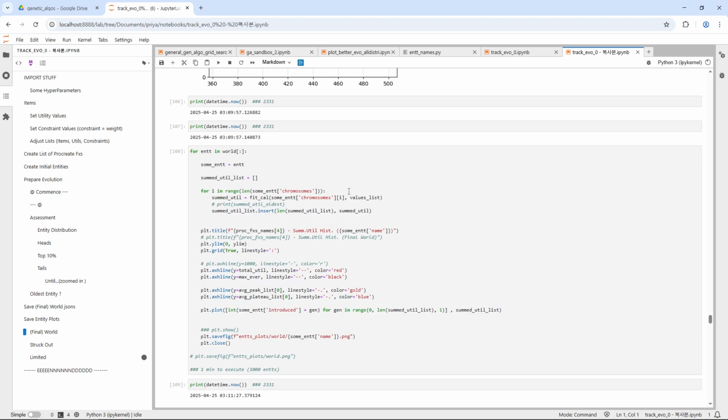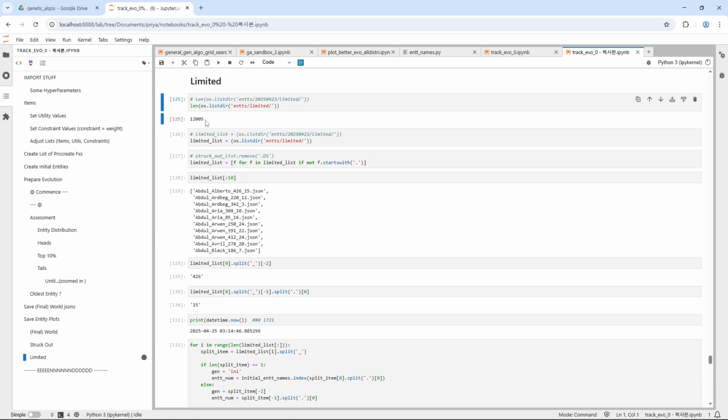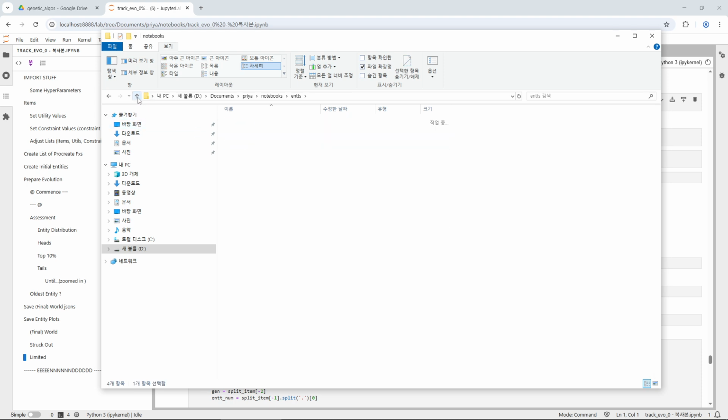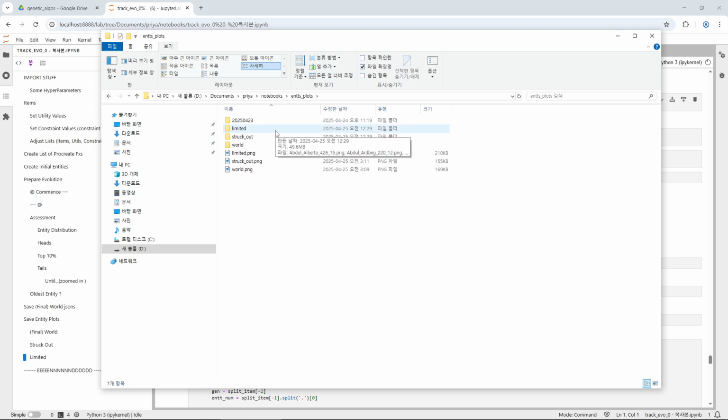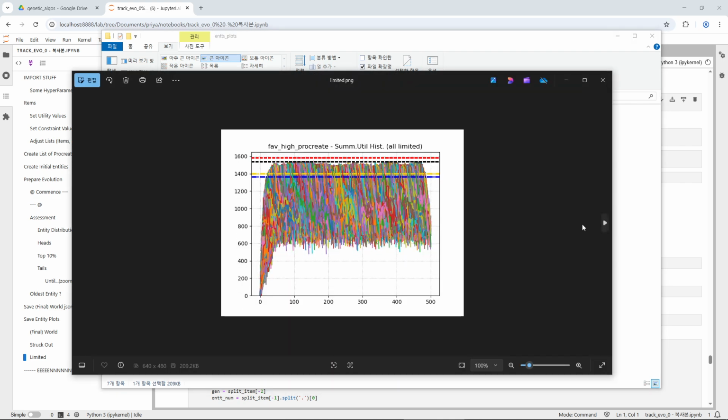Final world, 1000 of them. Struck out, 2005. Limited, 12,005. So that one was right. And then we go up one level, and then we go to entity plots, and then we go to the big ones, the limited.